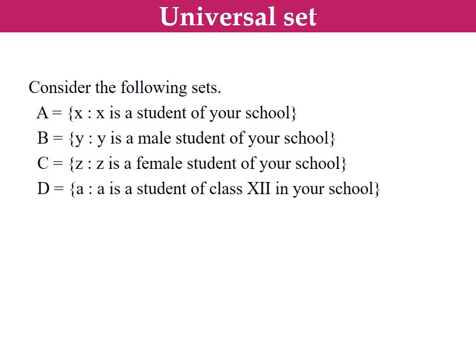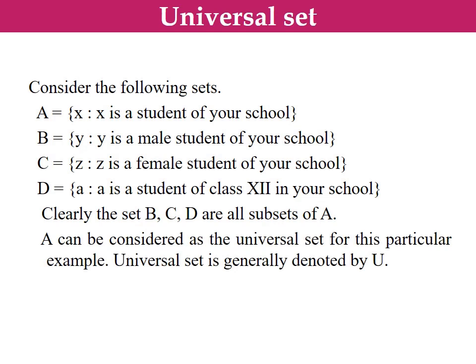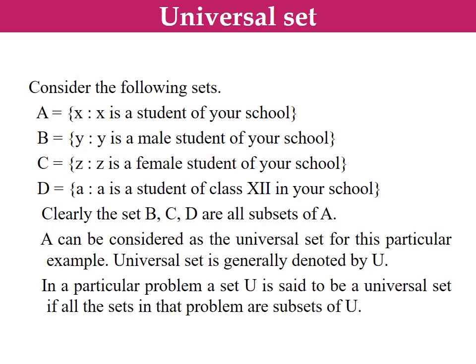A is a student of class +2 in our school. Clearly, a female student, a male student, as well as +2 class, not only +2, any section we can take. These all belong to where? Our school. Therefore, B, C, D are all subsets of A. So A can be considered as the universal set for this example. It is denoted by U, right?